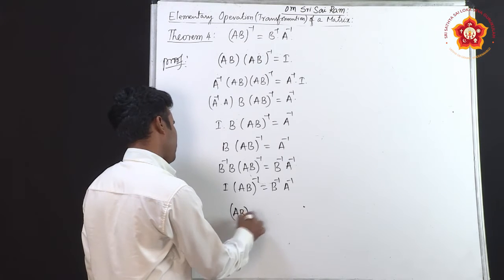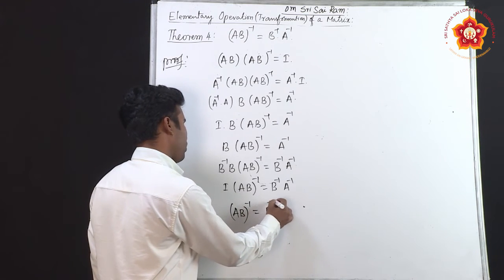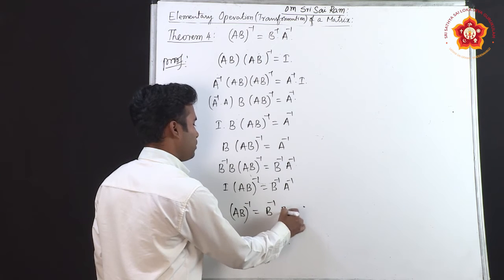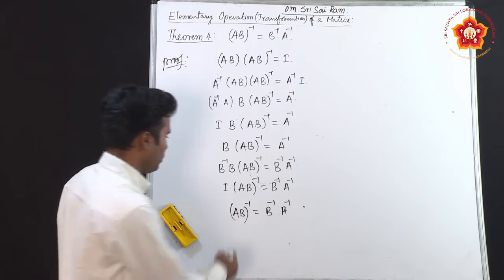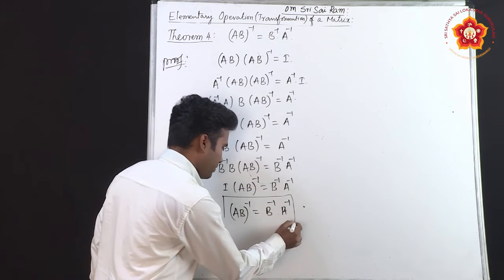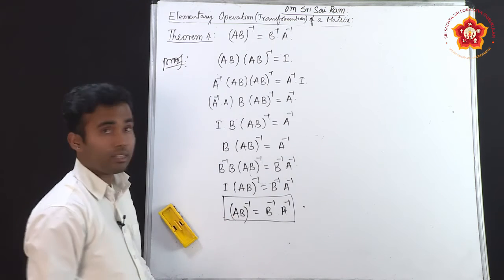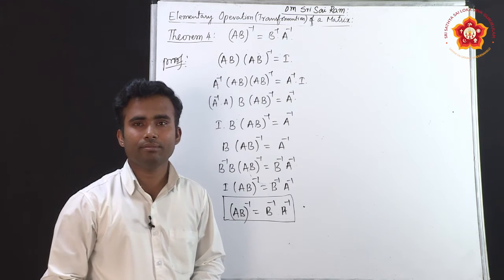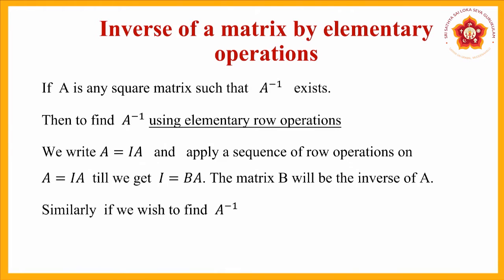So, at the end we arrived at the statement AB whole inverse is equal to B inverse into A inverse. This is one of the theorems on transformation of a matrix. Next we have inverse of a matrix by elementary transformation, or we can say elementary operation. We are using elementary operations basically to find the inverse of any square matrix. So, here we have to take only square matrices.